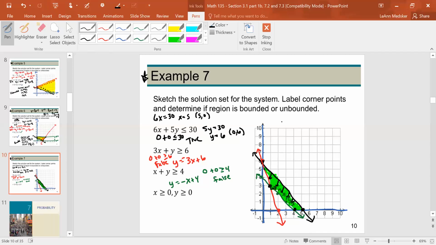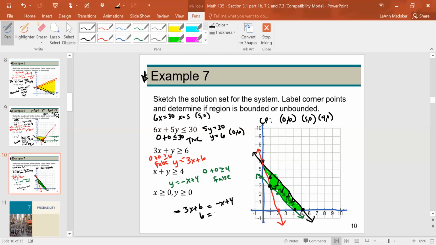Now, one of those corner points is definitely the ordered pair (0, 6). One of them is (5, 0). The question is, what are some of the other ones? And we know this one was (4, 0) because that was an exact intercept. What about when the red and the green line meet? So if we don't know for sure, we set those two equations equal. So negative 3x plus 6 was the red equation. Negative x plus 4 was the green equation.